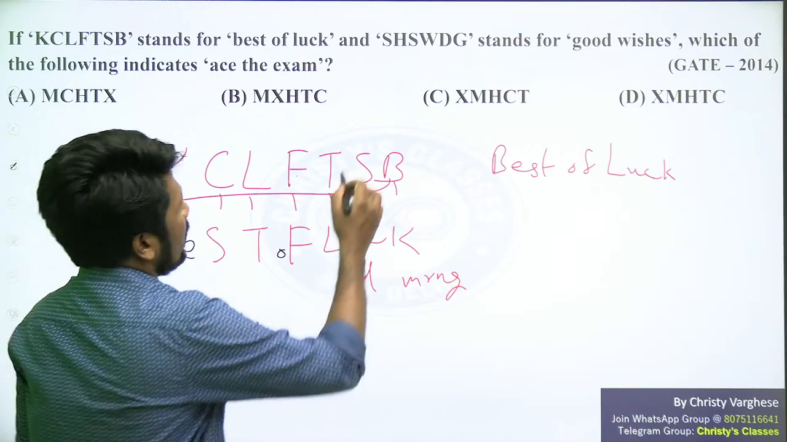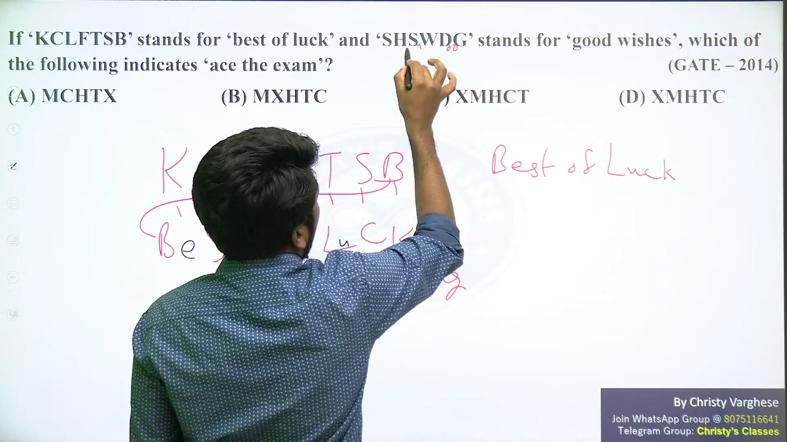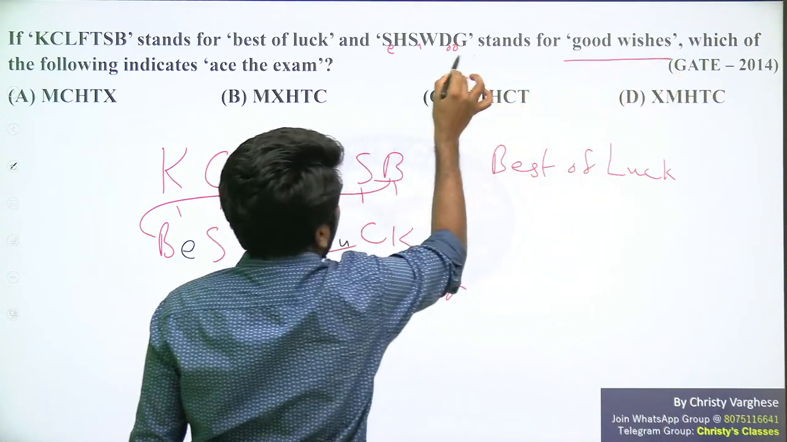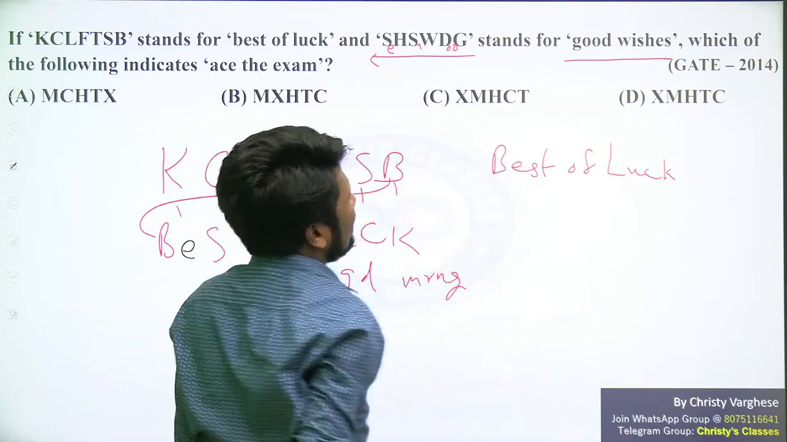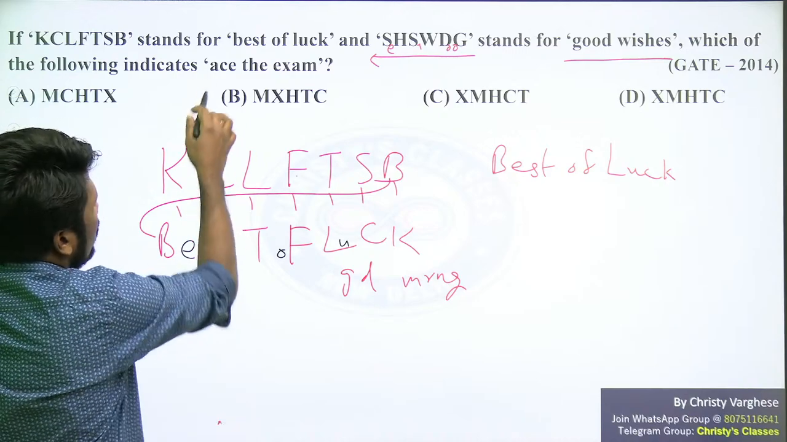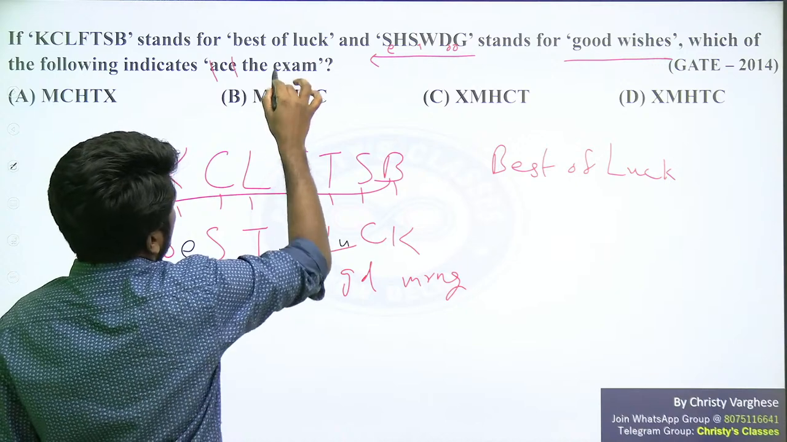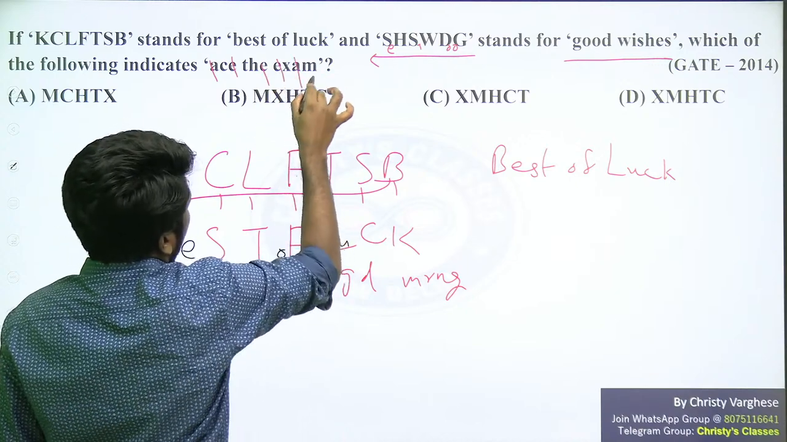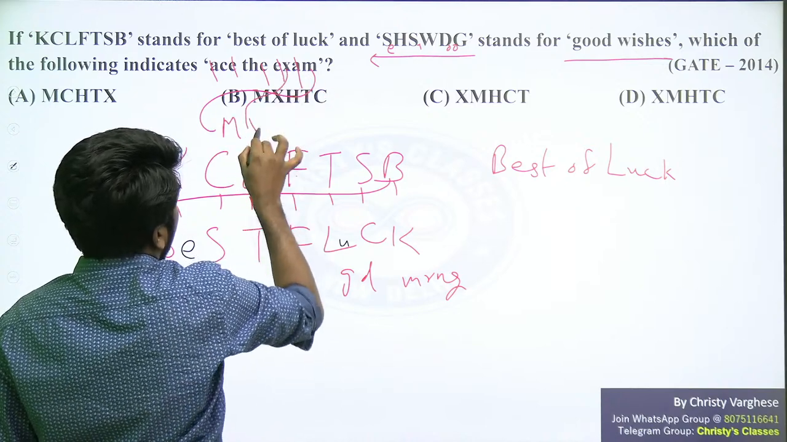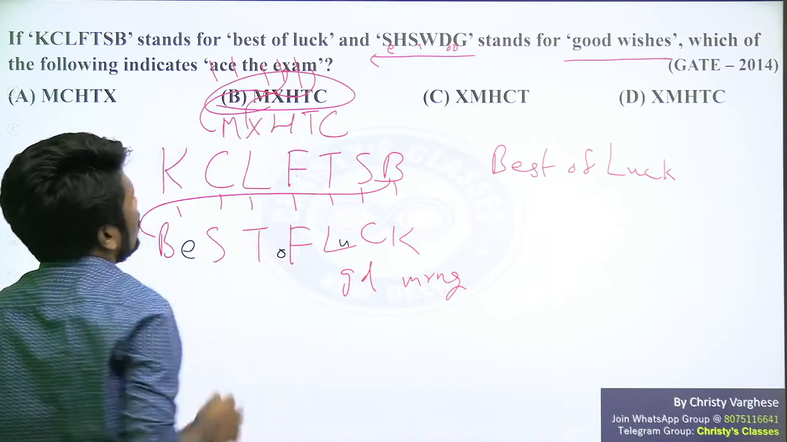Same way you can see here also, good wishes. G-O-O-D, good, W-I-S-H-E-S, good wishes, written in reverse order and deleting the vowels. So to get the code for ace the exam, you should delete the vowels and write it in reverse order. Reverse order means M, X, H, T, C. So option B is the correct answer.